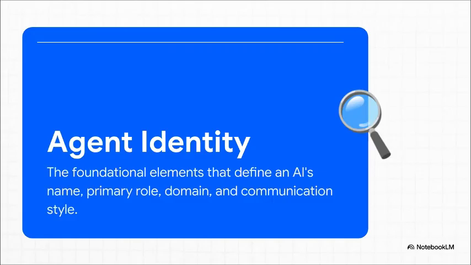Agent identity sounds a bit corporate, but it's not just a name tag. It is the foundation for absolutely everything that comes next. It really breaks down into 4 key things. The name, which gives it a personality, its primary role, which defines its specific job, its domain, which sets its area of expertise, and, just as importantly, its boundaries. And finally, its communication style, which dictates how it's going to talk to your users. Getting this right from the get-go is absolutely crucial because it sets the entire tone for the rest of the project.